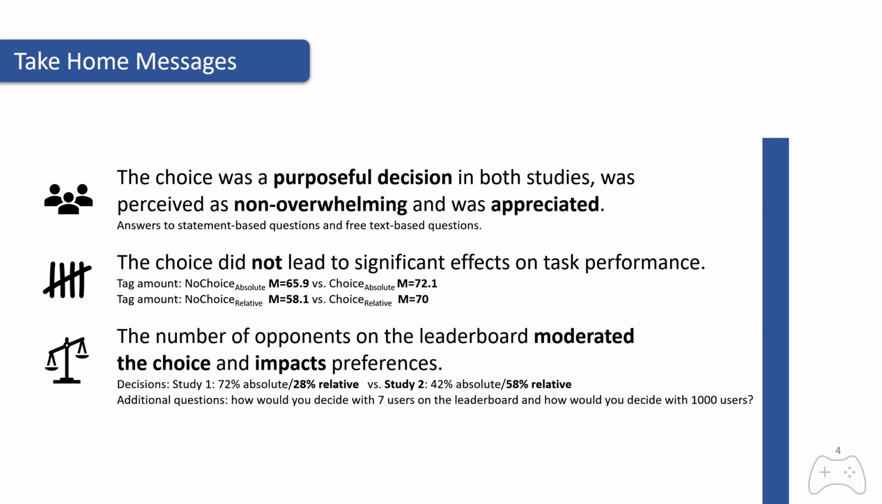and we also saw justification for this finding in answers to additional questions we raised in the closing questionnaire, to which you can find more details in the paper. As we have found that the one-time choice is moderated by the number of opponents, follow-up studies should investigate whether, for example, a permanently available choice would lead to measurable task performance changes.